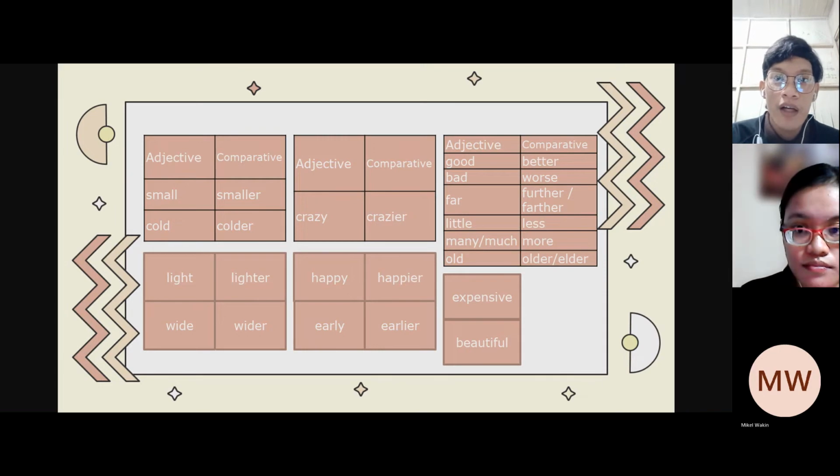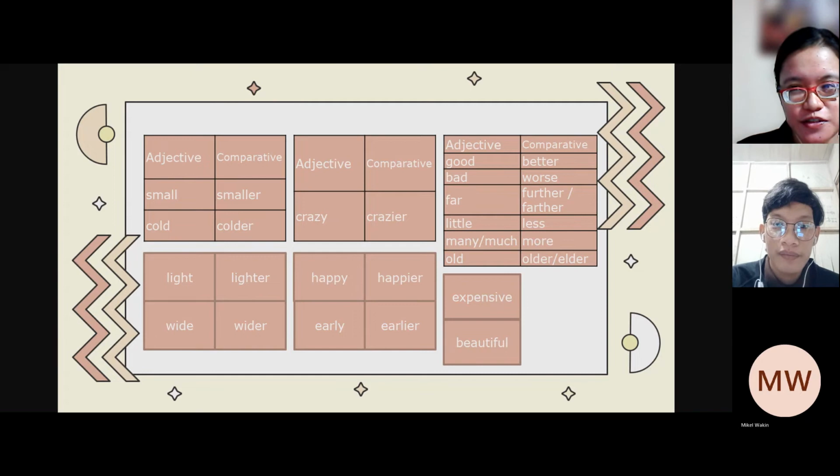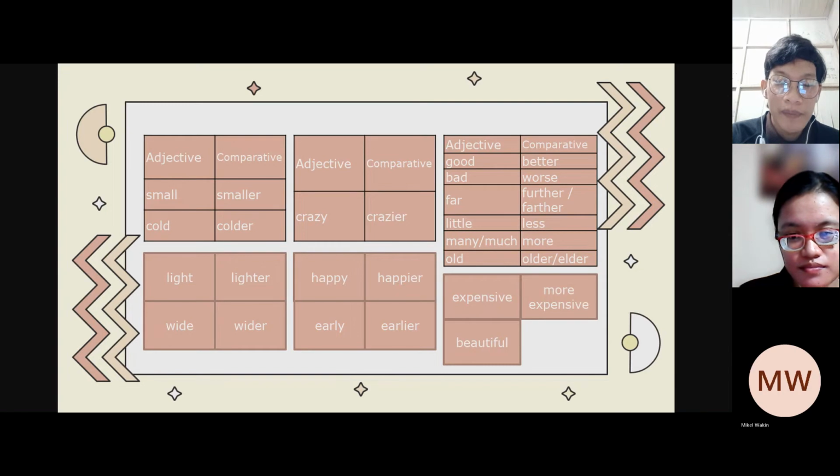Okay, before we proceed to our next set of examples, let's answer this first. We have here an adjective which is expensive. What do you think its comparative form is, Miss Salget? I'm not sure, sir. Expensive, sir. Let's check if you are correct. No, that is incorrect, Miss Salget. Its comparative form is more expensive, since there is no word like expensiver.